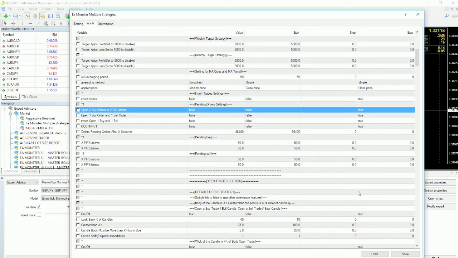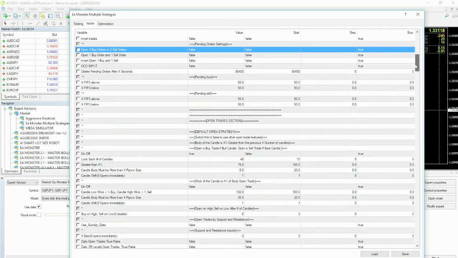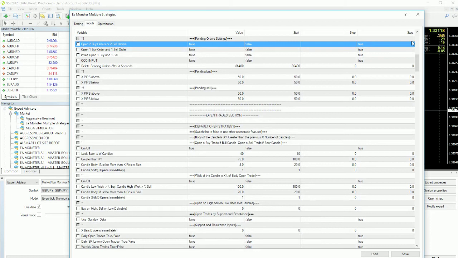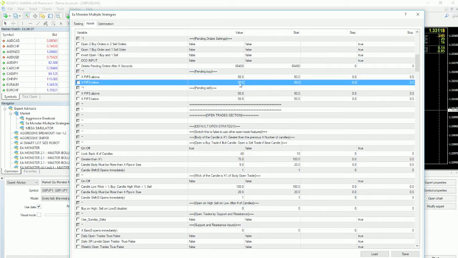Pending orders. This is one of my favorite features. I have some other blog posts that go into describing how to use the pending orders feature, but I'll just get right into this here. Open 2 buy orders and 2 sell orders. If you have a buy order triggering the pending, it's going to open a buy so many pips above and a buy so many pips below.